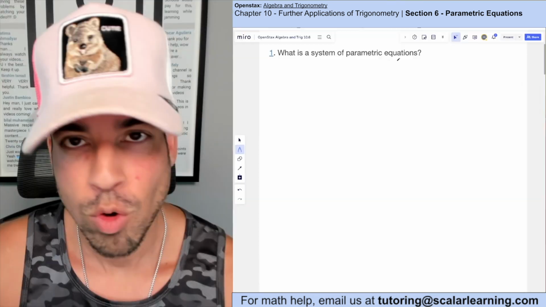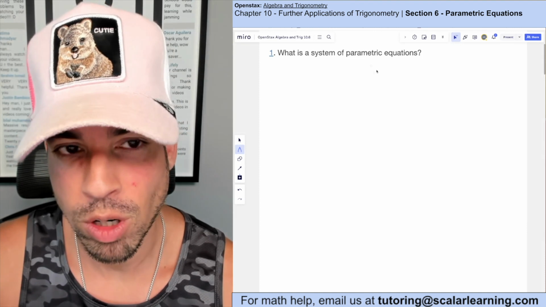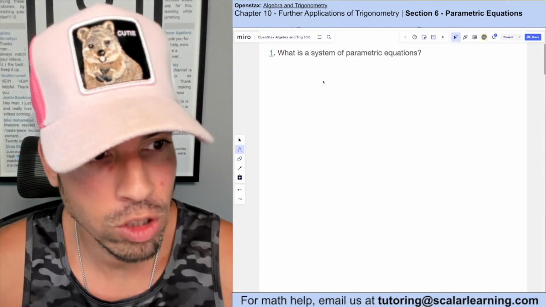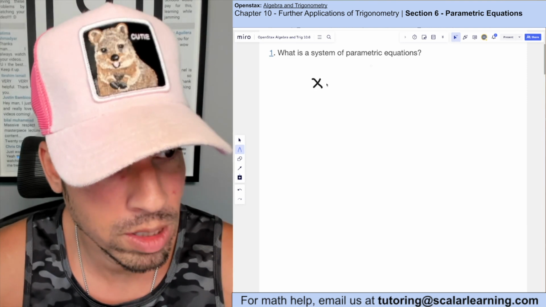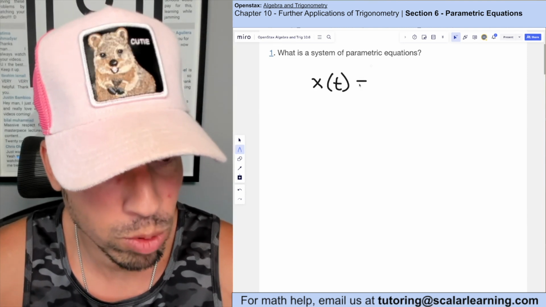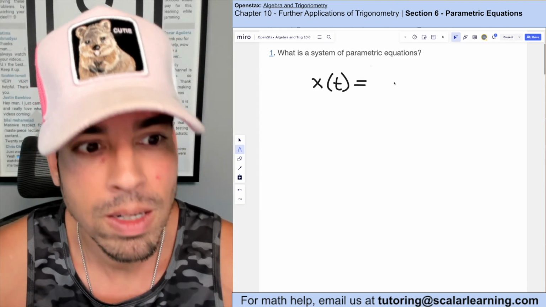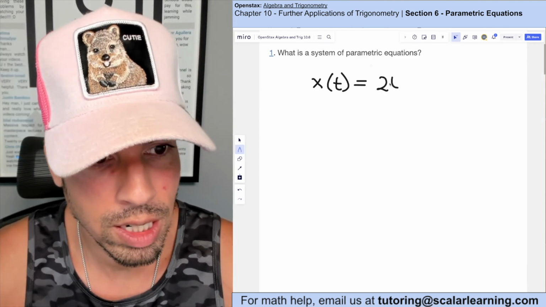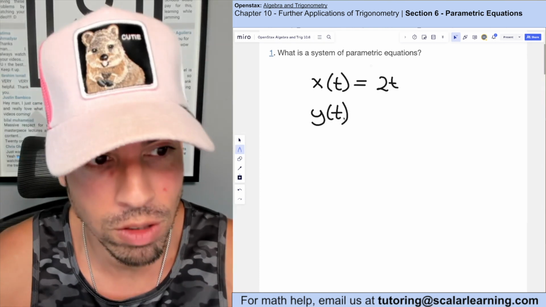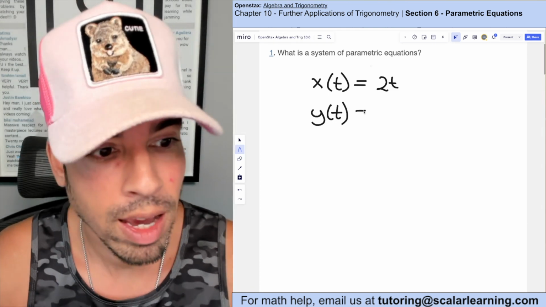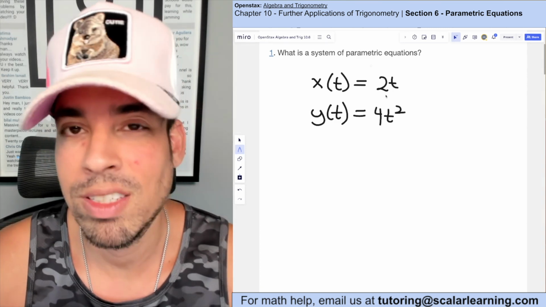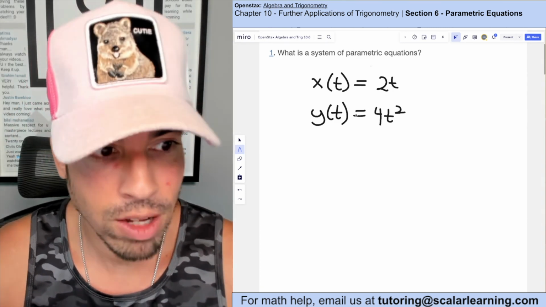Let's do it. Question number 1, what is a system of parametric equations? In general, parametric equations are like two equations with a third variable. What you'll normally see is x as a function of this third variable t. So you might see x of t is equal to 2t, and then a corresponding y value that's also a separate function of t. A lot of times it's time, as a different function of t, maybe like 4t squared. So now as t increments, you're getting values of x and y.